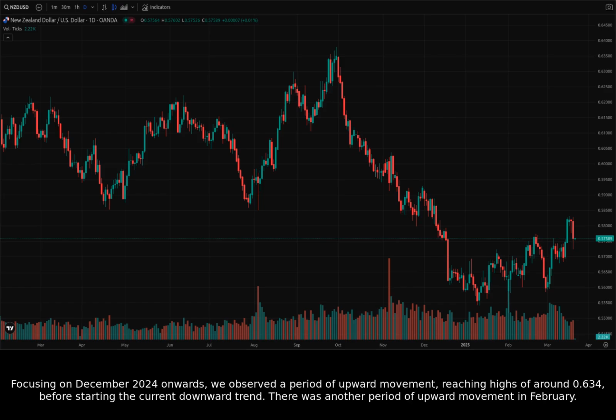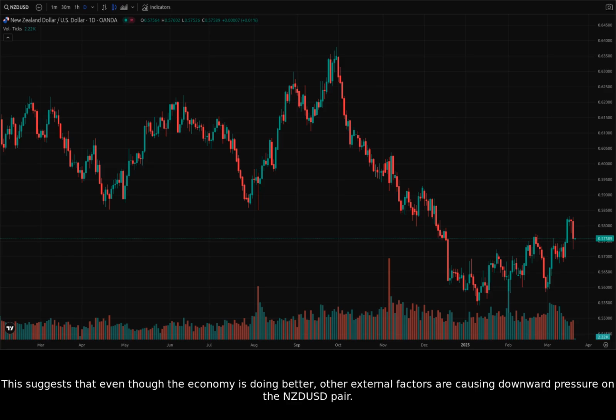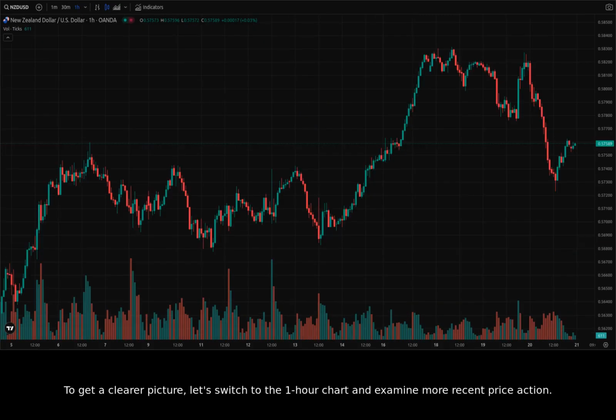Focusing on December 2024 onwards, we observed a period of upward movement, reaching highs of around 0.634 before starting the current downward trend. There was another period of upward movement in February. This suggests that even though the economy is doing better, other external factors are causing downward pressure on the NZDUSD pair. To get a clearer picture, let's switch to the 1-hour chart and examine more recent price action.